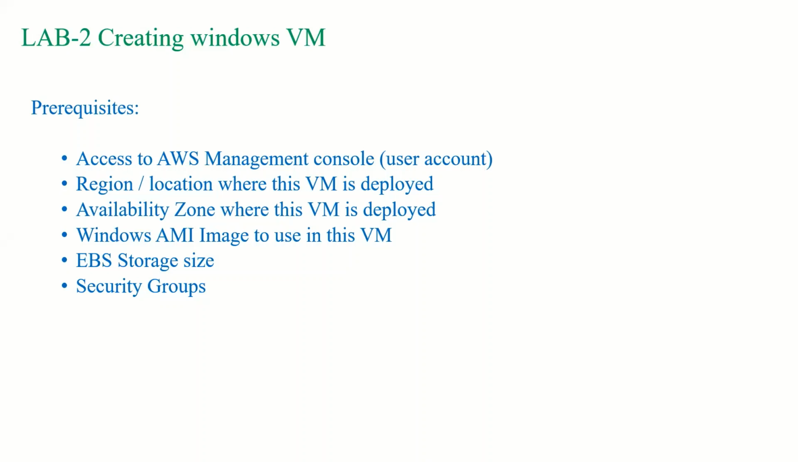We have touched upon AWS Management Console, right? So each one of you knows what our AWS Management Console is. And each one of you knows what a region is, what an availability zone is, what a Windows AMI, that is Amazon Machine Image, is. What is EBS storage? EBS is Elastic Block Storage. That is what we have selected, a 30 GB hard disk and an additional 20 GB hard disk. That is what it is.